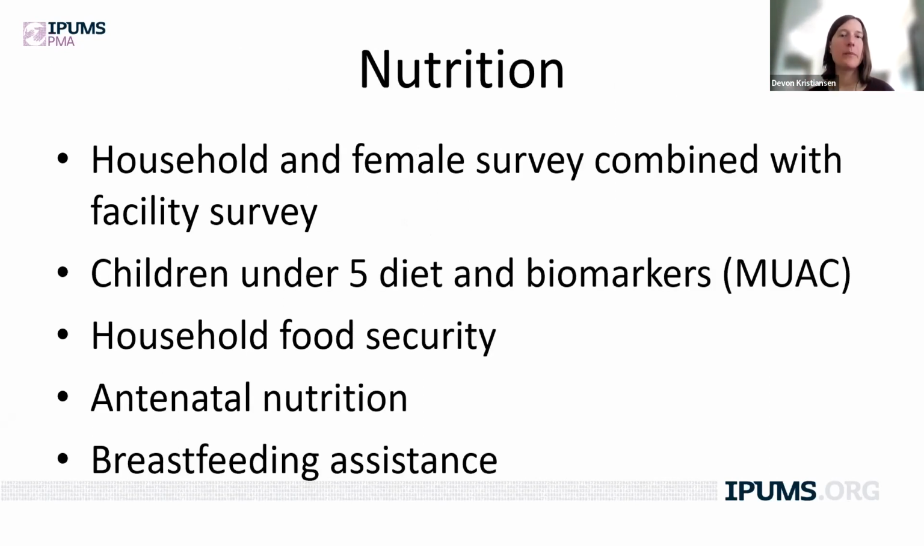And lastly, PMA did get some funding to do some nutrition surveys in Burkina Faso and Kenya. So this was a household and female survey combined with facilities. They asked questions in the facility survey about types of food programs that they might support. They focused a lot on children under 5, their diet, biomarkers like the upper arm circumference, but they asked questions about household food security, diet, and breastfeeding questions as well.